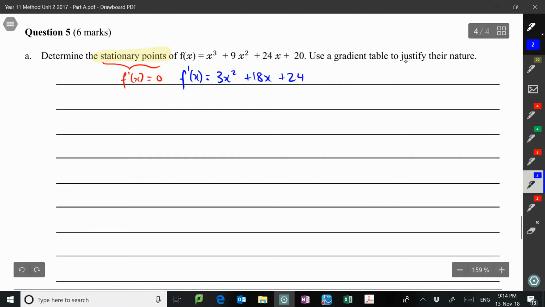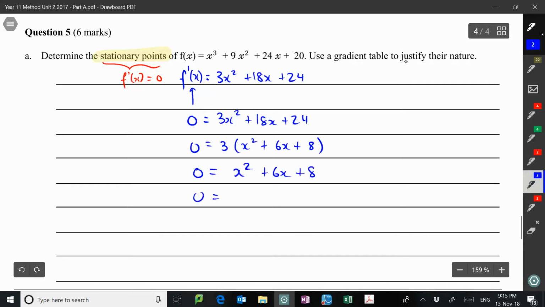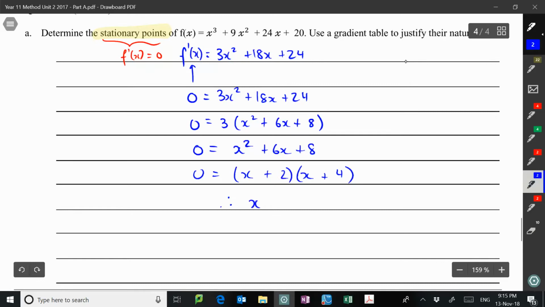What's my next goal? I want to solve, because I know at the stationary point the derivative equals 0. So 3x squared plus 18x plus 24 equals 0. Now I notice they're all factors of 3, so I can take out 3 and divide both sides by 3, and I still get 0. So this becomes x squared plus 6x plus 8. See if I can factorize it: 4 and 2, plus. Yes, it works. Therefore, using the null factor law, x plus 2 has to equal 0, so x equals negative 2, or x equals negative 4.